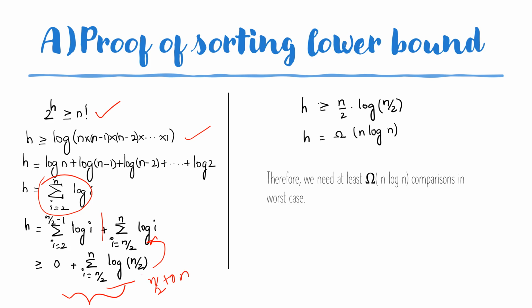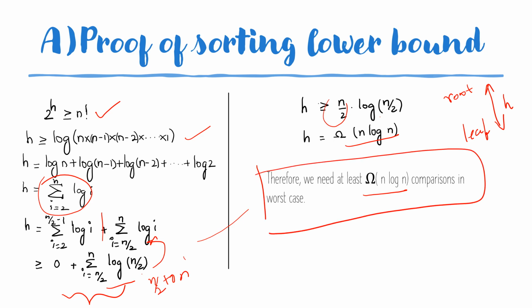Here I wrote n/2 log, so this will run n/2 times, so (n/2) log(n/2). h is at least n log n. So to go from the root to a leaf, we need to go through the tree. In the worst case, to reach the last possible leaf node, we need to go to the height of the tree, which is n log n. So at least we need n log n comparisons in the worst case for any comparison based sorting algorithm.